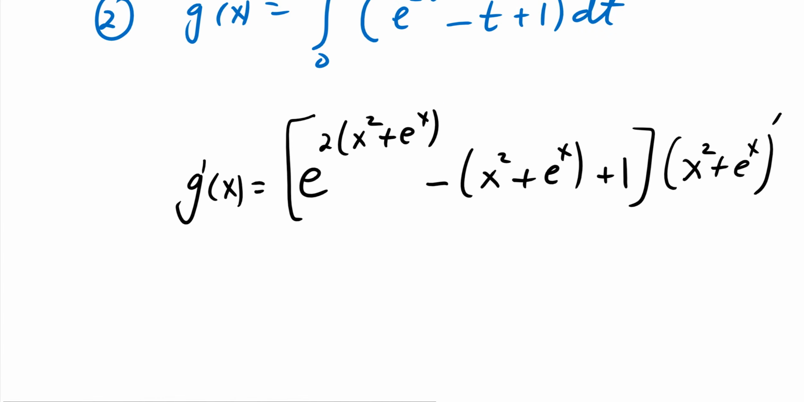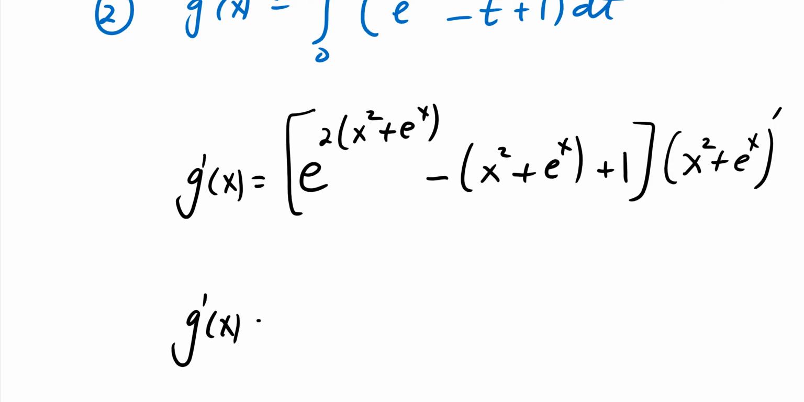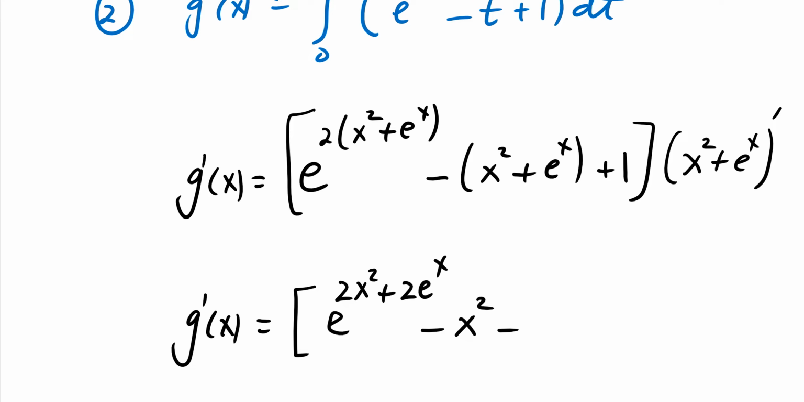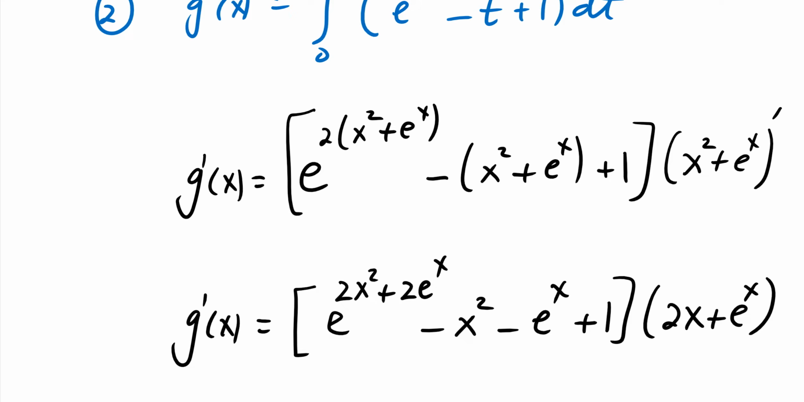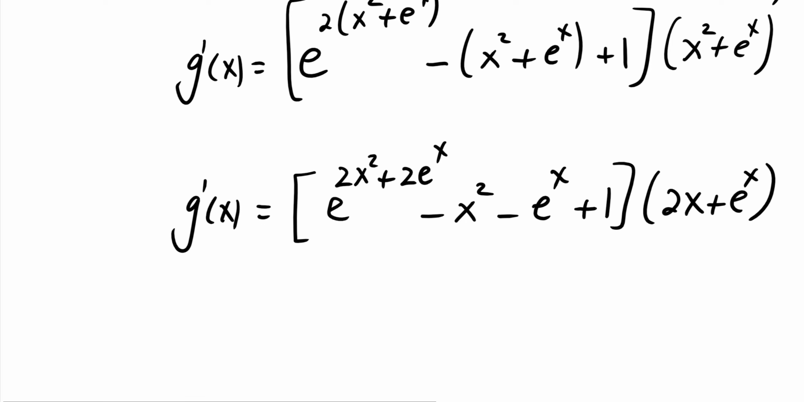Okay, so what do we get here? g prime of x equals, keep this the same, 2x squared plus 2e to the x minus x squared minus e to the x plus 1, times the derivative of this, 2x plus e to the x. So that gives us the derivative of this function. We can look at more examples.